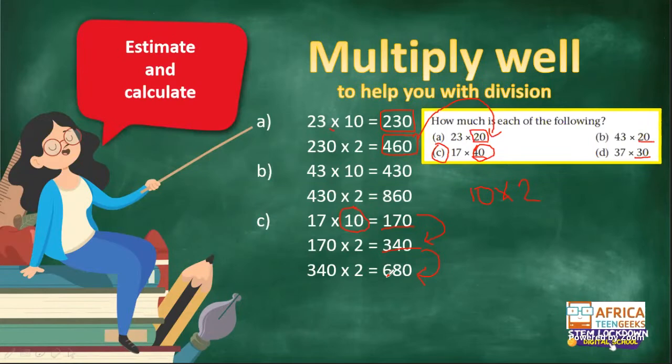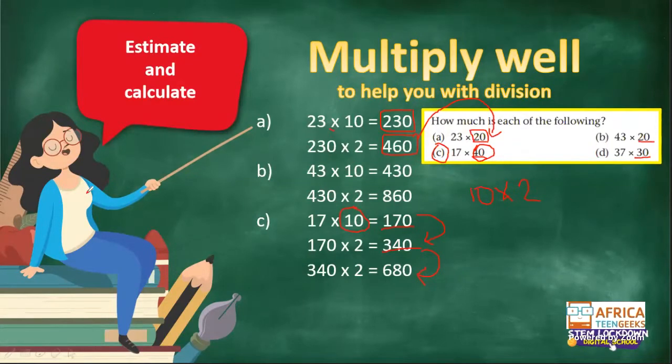37 times 30. Quickly tell me what's the first thing that you will do. You can type the answers in the chat. What is the first thing you will do, guys, if I have 37 times 30? There we go. I have some answers. I see some people are a little bit lost.